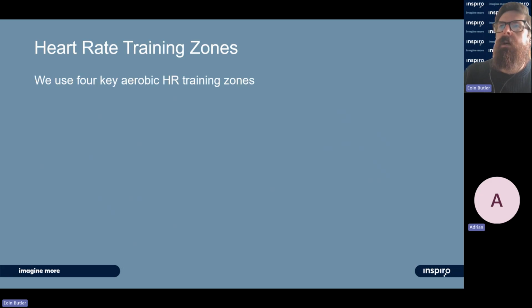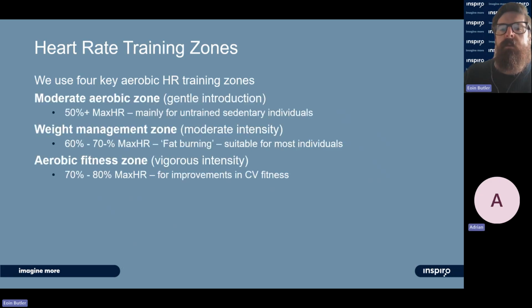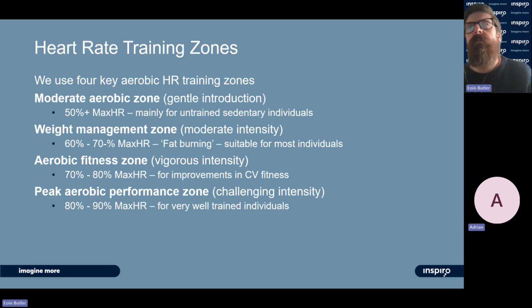Okay, so we did this on the course when we were together before, when we looked at our 4 key aerobic heart rate training zones. So we've got the moderate aerobic zone, which is a gentle introduction, where we're working at 50% of maximum heart rate. Maximum heart rate is 220 minus the age, and then we would work out 50% of that to ensure that that's the minimum heart rate that our client needs to be training at to see health benefits or physical benefits. Is that during the exercise? Yes, during the exercise. Yeah.